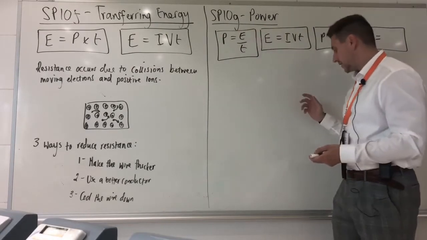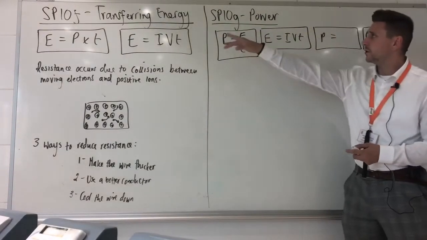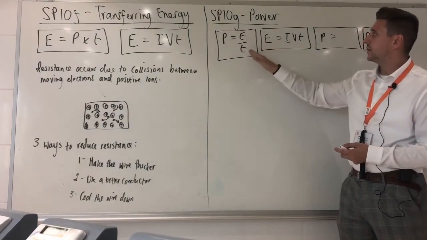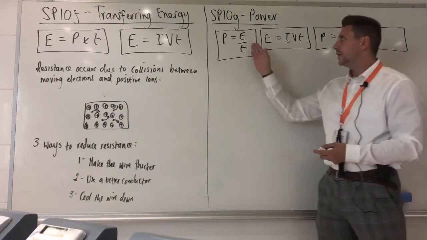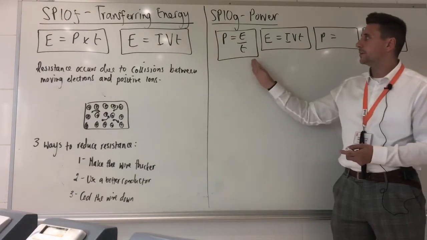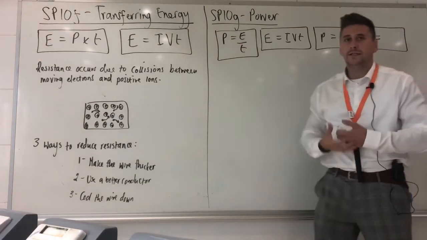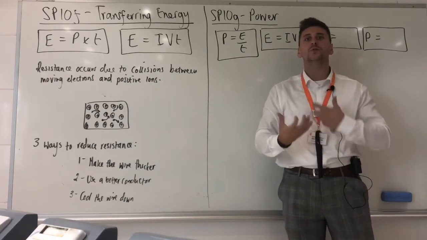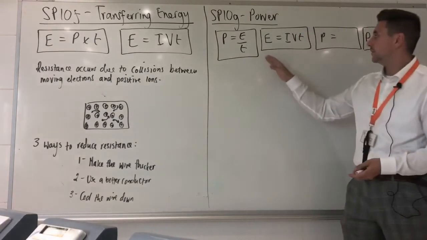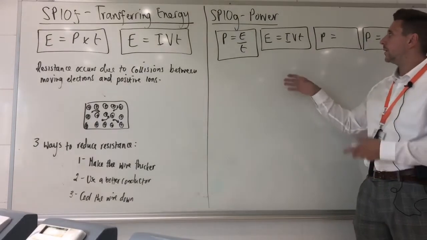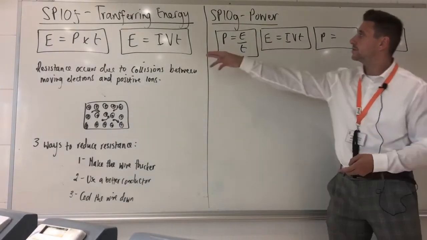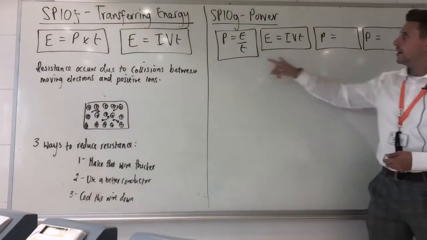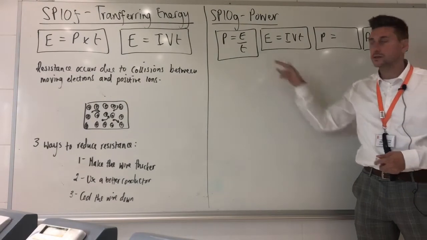Okay, moving on to 10G then on power. Same equation as before, but I've rearranged it for power P. So power equals the energy transferred divided by the time taken, the units of which are watts, capital W, and all that means is the power of a device is the amount of energy transferred per second. So how many joules per second are transferred by a supply or a device or component. E equals IVT, which we had in 10F, and we're going to create two new equations for power based solely on these two equations. Okay?